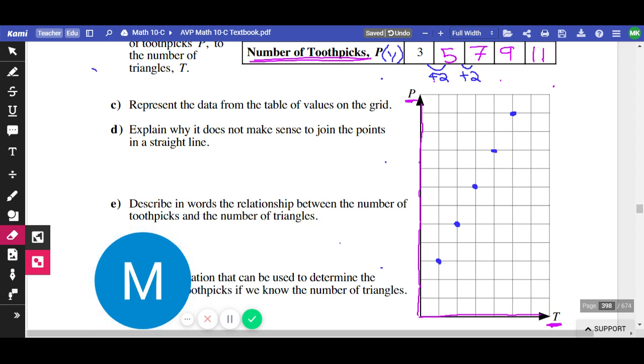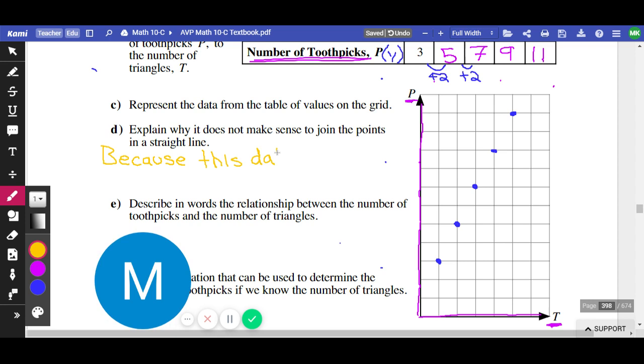All right. I've explained that kind of in words and a long story. We'll put something up there together. So explain why it does not make sense to join the points in a straight line. I'm going to put because, which you shouldn't start a sentence with, because this data I'm going to say makes jumps.